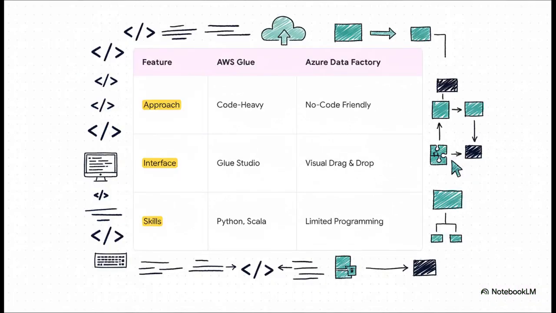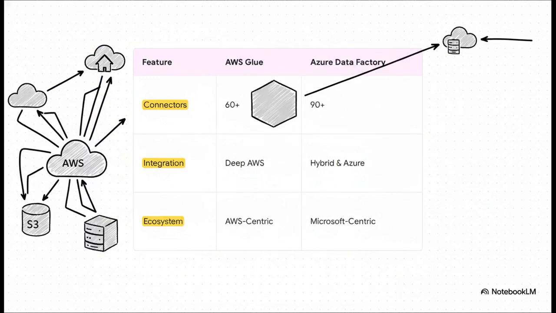Okay, the first big difference is how you actually build with these tools. AWS Glue is, at its heart, a code-first tool. Yeah, it has a visual interface, but for anything really complex, your developers are going to be writing code in Python or Scala. Azure Data Factory, though, it's all about that visual drag-and-drop experience. This makes it way more accessible to a much bigger group of people, even folks who don't have a deep coding background. And you can see how this focus on different users plays out in their ecosystems too.